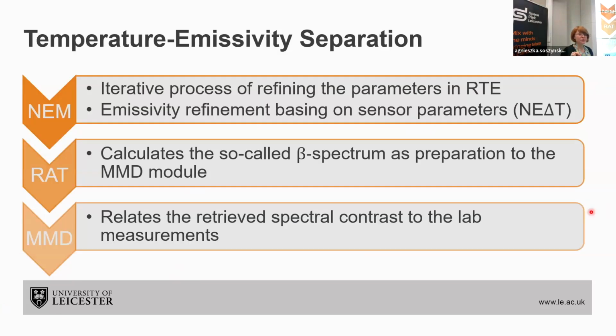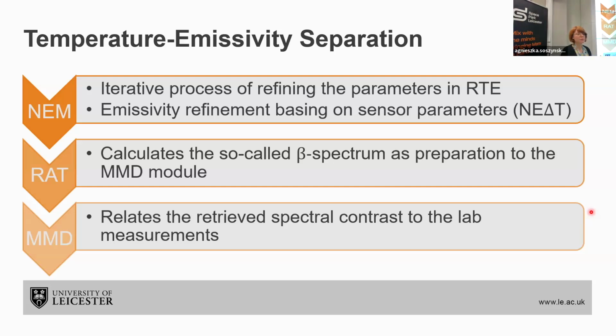Then in the next module, it can also do emissivity refinement. So it iteratively tries to narrow down what emissivity is expected. Then it calculates the so-called beta spectrum, which is basically just one equation in that specific module. And then it's the relation, the minimum maximum difference. That's what the MMD stands for. And RAT means ratio.